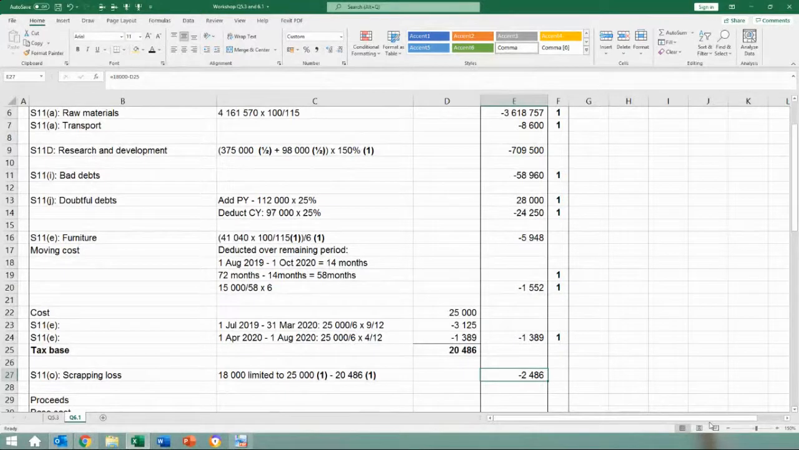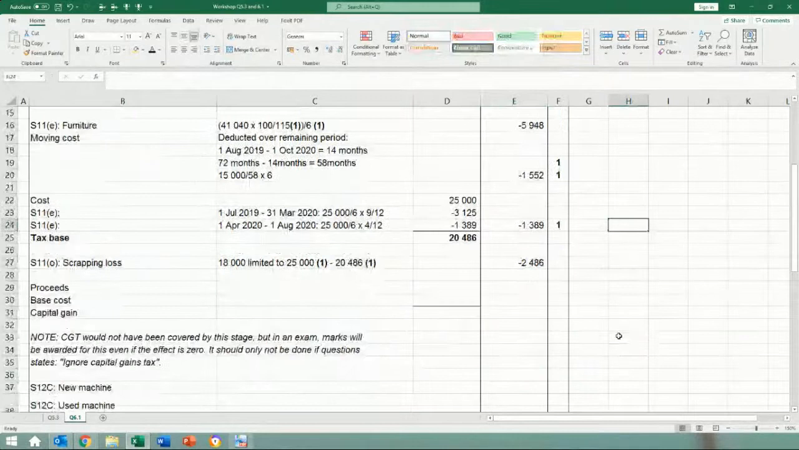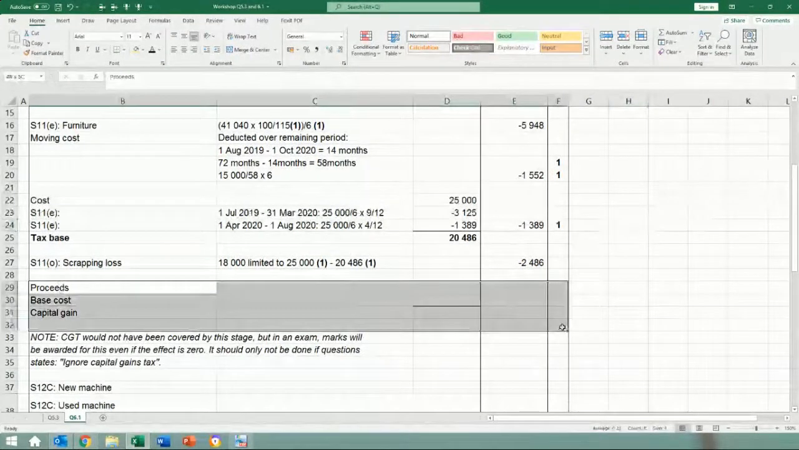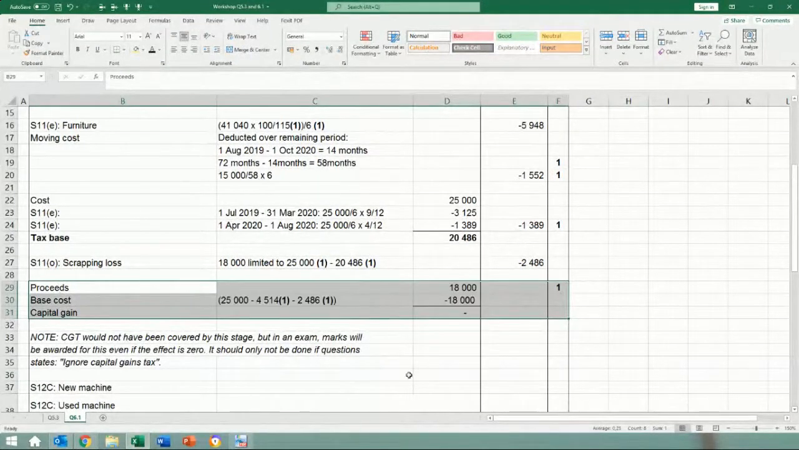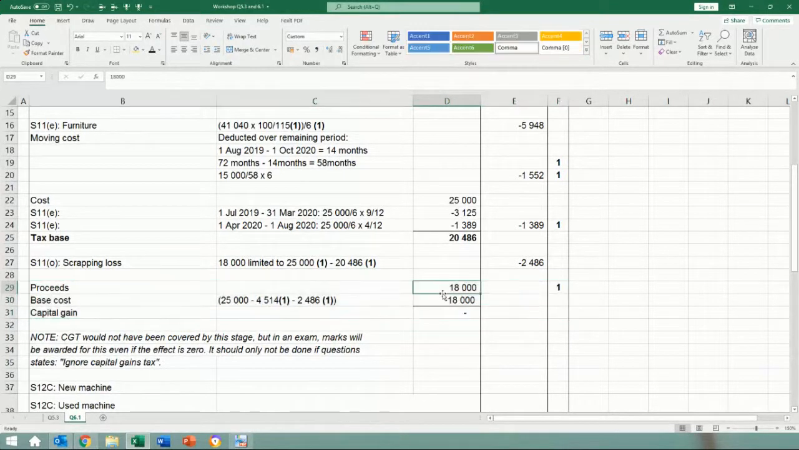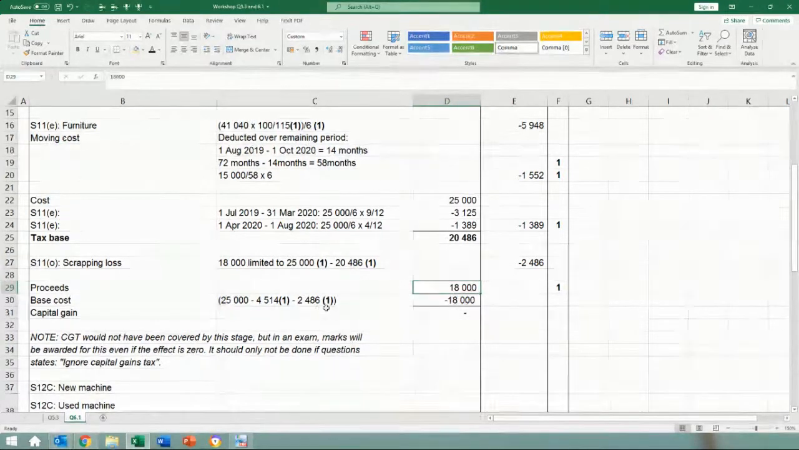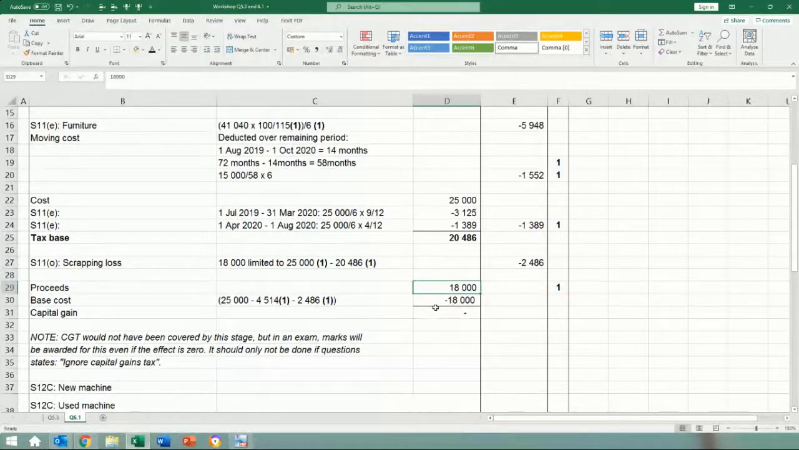Now, what I said is it's not applicable for what they've asked in this question because we haven't done the capital gains as yet, but you would have included the capital gains calculation as well, even though it would have been zero. So our proceeds would have been the 18,000. The base cost would have been the tax base less the scrapping allowance, and your capital gain would have been zero. So you would have also included that calculation in an exam, and you would have received an additional 3 marks for doing that.